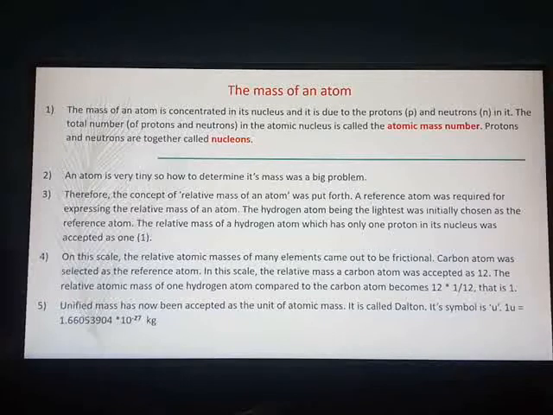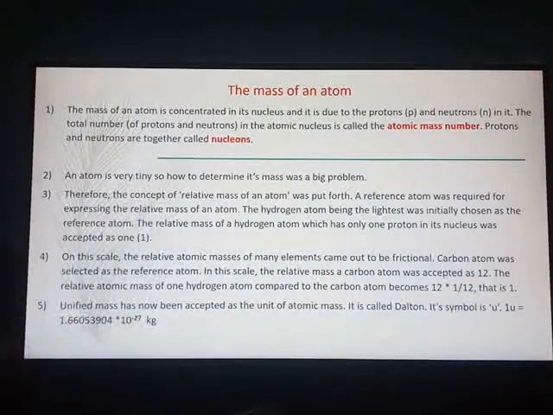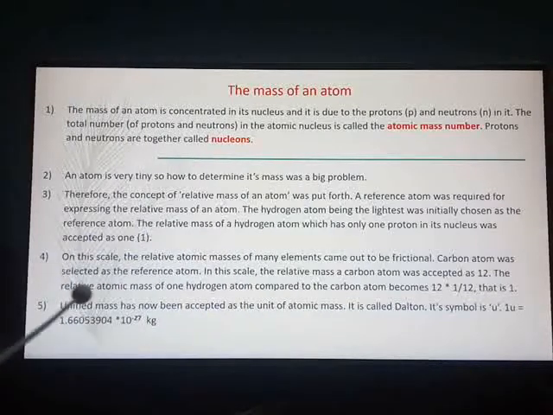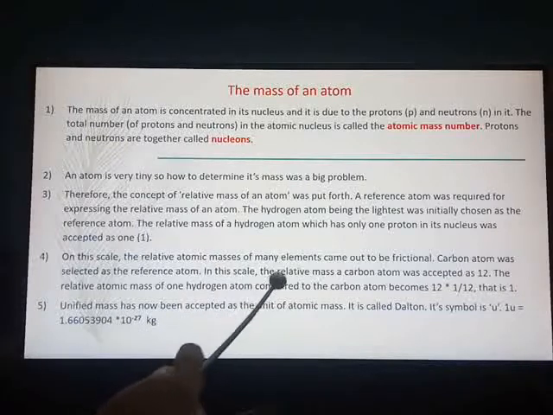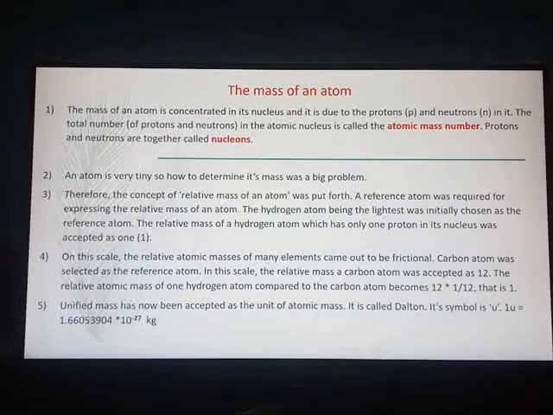What happened over here? On this scale, the relative atomic masses of many elements came out to be fractional, and hence not the hydrogen but later on carbon atom was selected as the reference atom. So on this scale, the relative mass of a carbon atom was accepted as 12. The relative atomic mass of one hydrogen atom compared to carbon atom becomes 12 multiplied by 1 upon 12, that is equal to 1. And now today unified mass has been accepted as the unit of atomic mass.